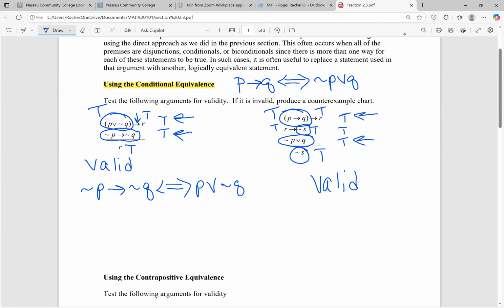So that argument is valid. So things to look for when we can't use a direct approach and we're going to maybe try using equivalences. Think, okay, conditional equivalence, I have to have a conditional statement in there, right? But then I'd also have to have an or statement in there and check and see if they're equivalent, right? Using the conditional equivalence. And if they are, go ahead and use it.